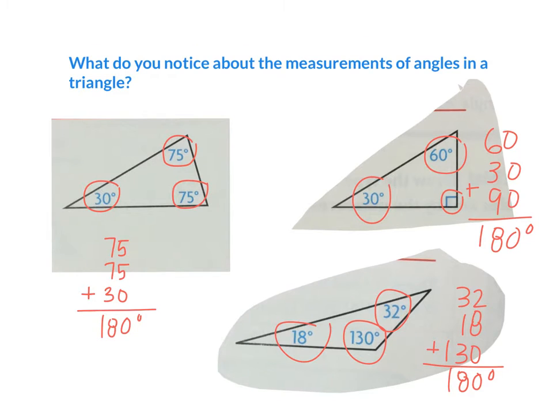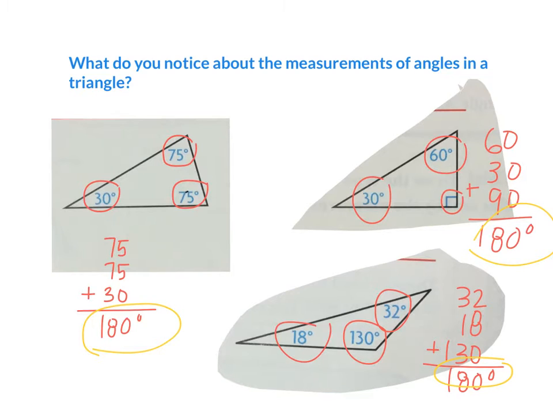Looking at these triangles, we can notice that all of the angles, by the way, how many angles did we add each time? 3, because triangles always have 3 angles. 3 sides, 3 angles, 3 vertices. When you add up the 3 angles of a triangle, they always add up to 180.